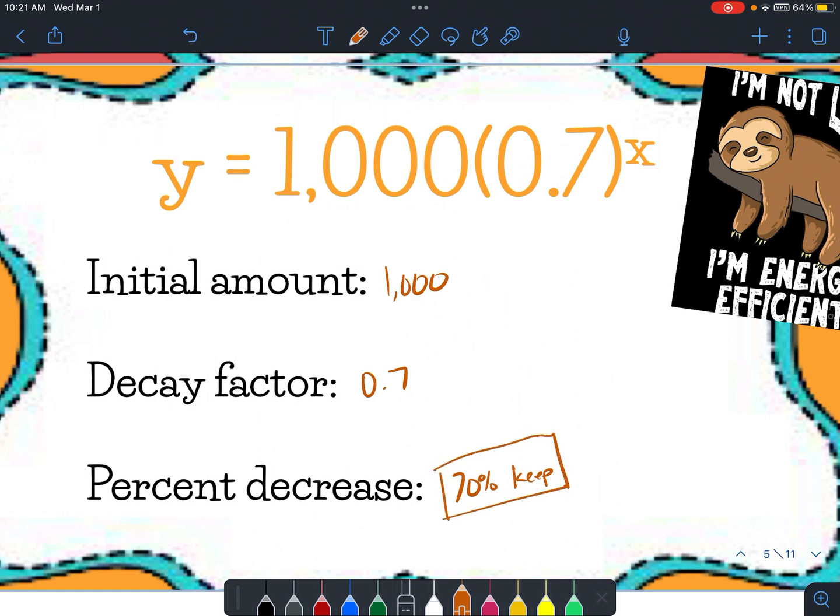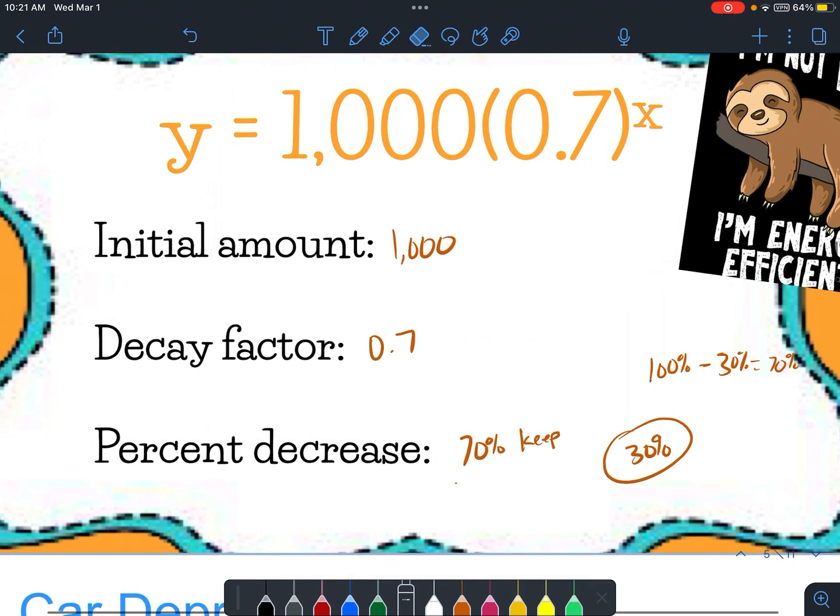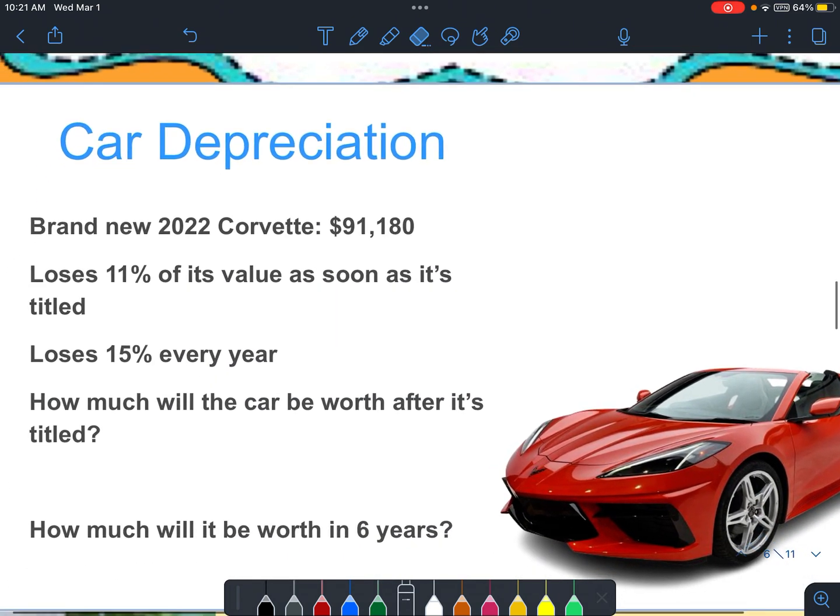Right, so if we're keeping 70% out of the 100, so we are at 100%, we get to keep 70%. So what did we subtract? Well, we subtracted 30% from that. So our answer here would be 30% decrease. Sorry, I kind of made it look like this was your answer, but you're keeping 30% then.